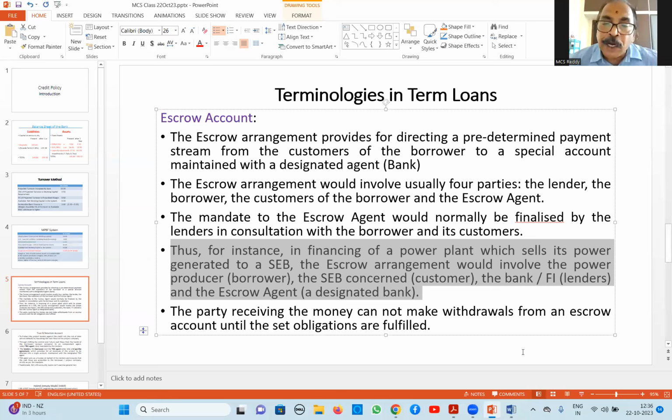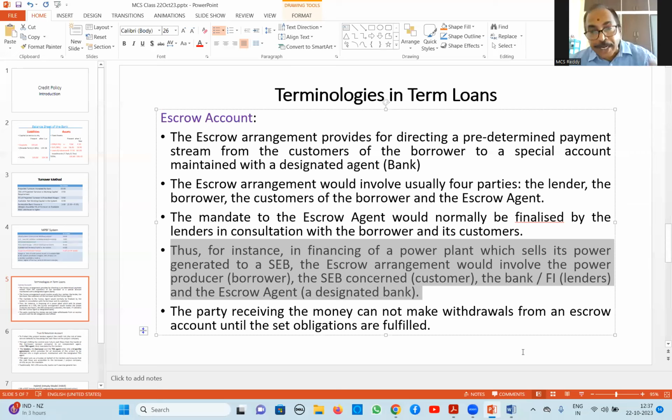Second, any government dues or taxes will be paid. And third, our bank dues, if any, will be paid. Then only, whatever is left, that amount will be given to our borrower as per his utilization. Since all these funds are in a bank, which is called the escrow agent bank, and are credited there, their utilization will be as per this priority.